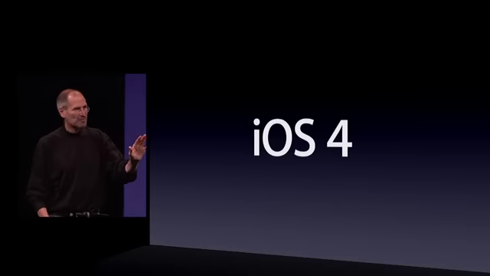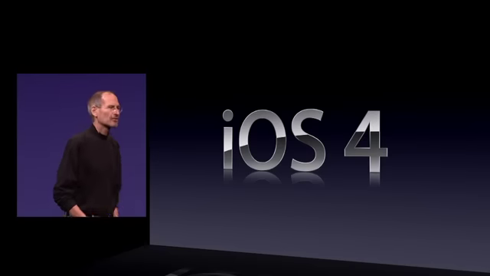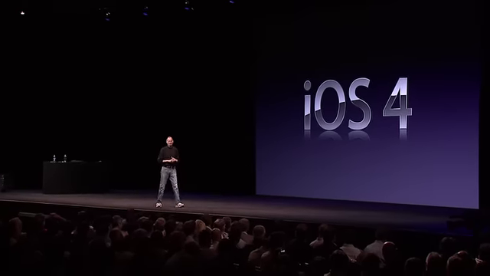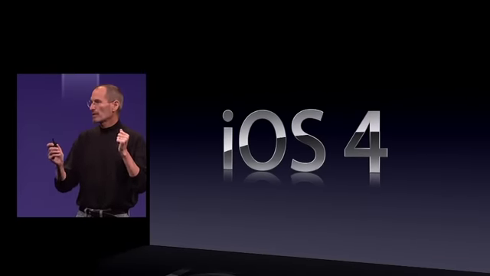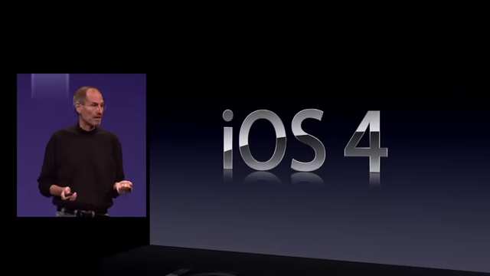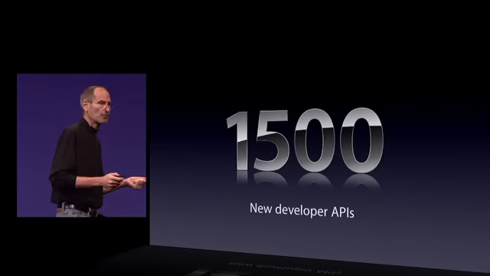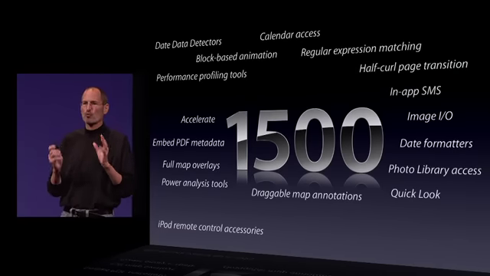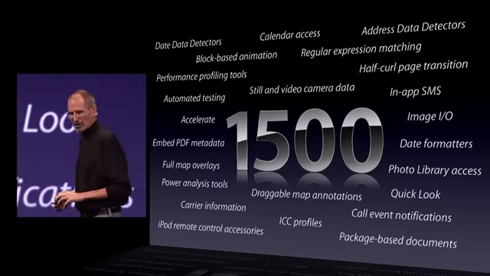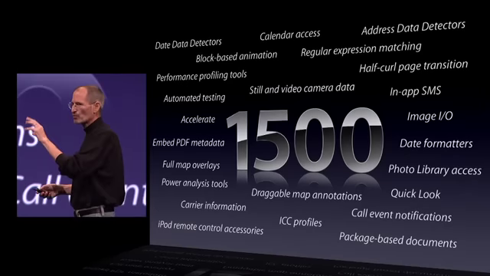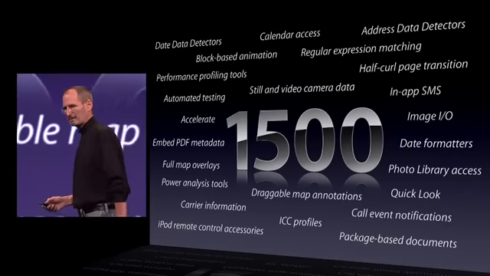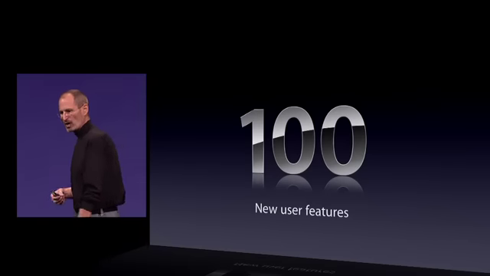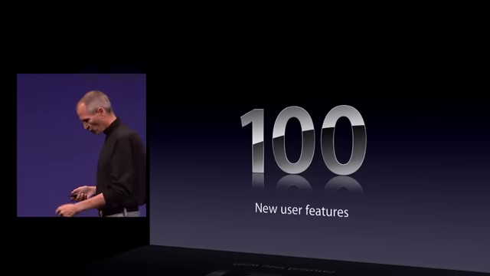And we're going to go even further. We're going to give it some metal. So, iOS 4 rolls off the tongue. Now, iOS 4 is our most ambitious release to date. It has over 1,500 new developer APIs. I'm sure most of you have been playing with this. There's some great stuff in there. And we're aware of a lot of great apps being developed that use a lot of these new APIs, and we're thrilled by that. And there's over 100 new user features as well.